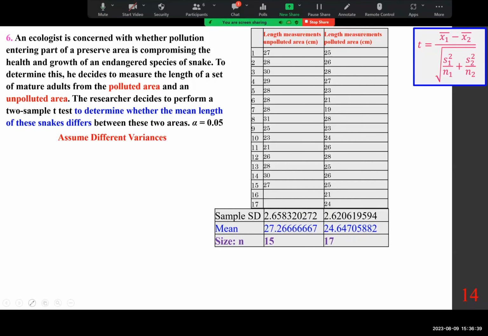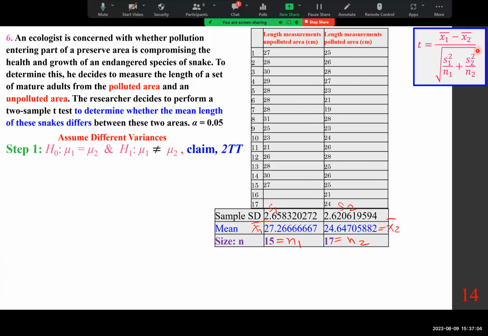So this would be S1, S2, X1 bar, X2 bar, N1, N2. That's the concept. And T is X1 bar minus X2 bar over the square root of S1 squared over N1 plus S2 squared over N2. So let's do the math.